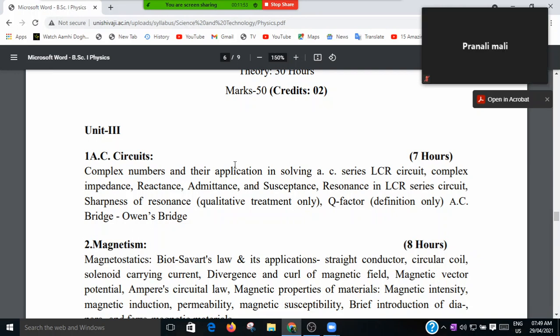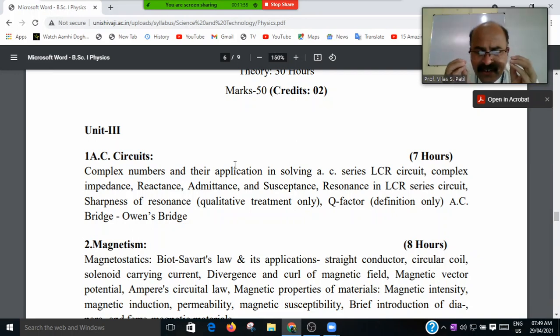Okay, the complex impedance. We know that impedance, reactance, admittance, acceptance, all these are types of resistance. I had said that these are all from the same family of resistance. Then resonance, that is the sharpness of resonance, then Q factor, quality factor, and AC bridges.